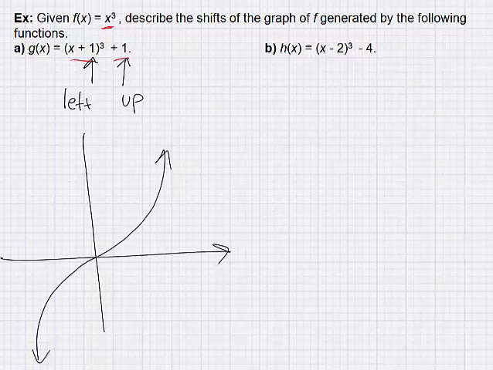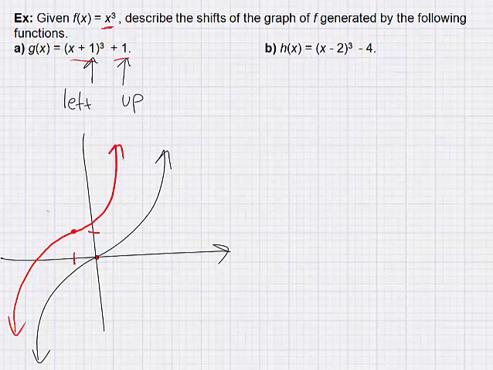And I'm going to take this cubic function and move it left 1 and up 1. So this center point is usually the easiest point to work with. And I'm going to take this center point, I'm going to move it left 1 and up 1. And I'm going to place it right here. That would be left 1, up 1. Now that's the center of my new graph. So I'll just try and trace my cubic shape as best as I can through that point.